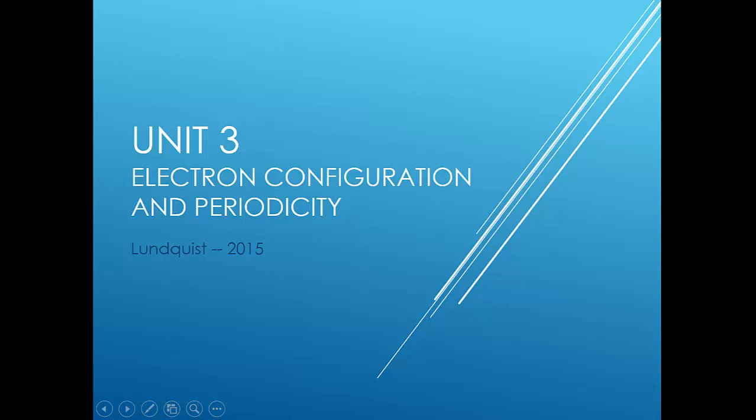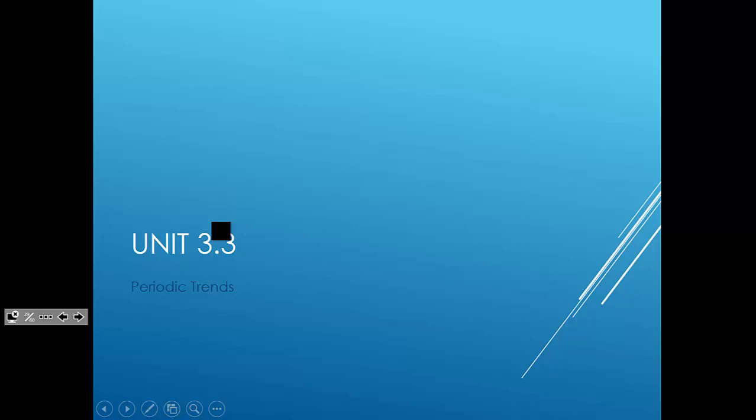Today we'll be talking about Unit 3.3, Periodic Trends. Yes, we are going slightly out of order. 3.2 we will actually do after this because 3.3, Periodic Trends, includes first ionization energy, which we talked about in 3.1. So I think this unit lends itself well to what we just talked about.